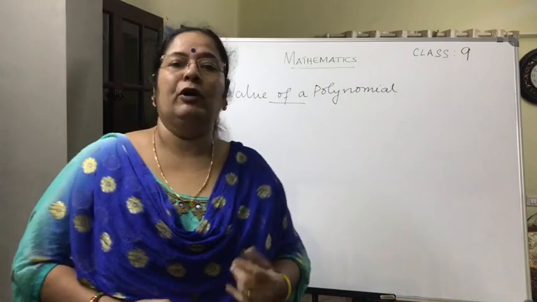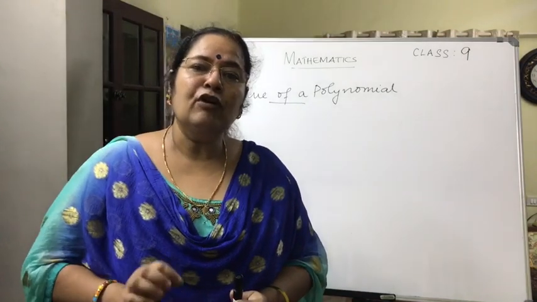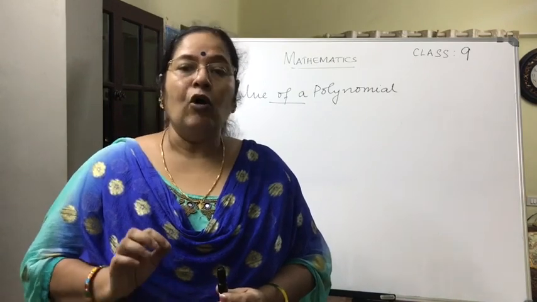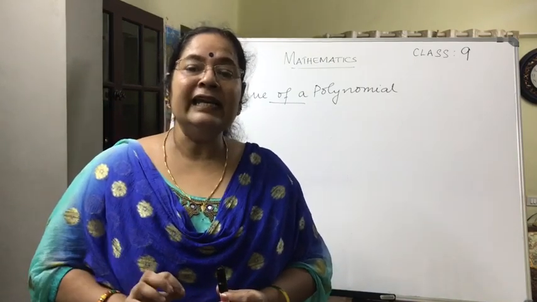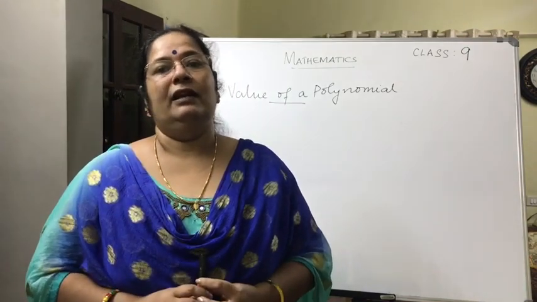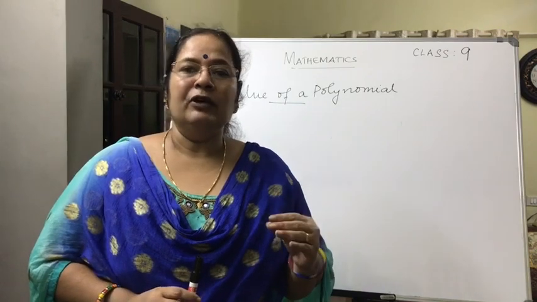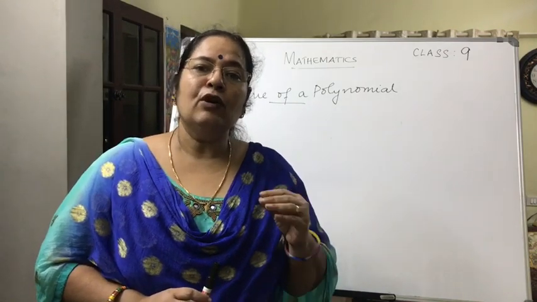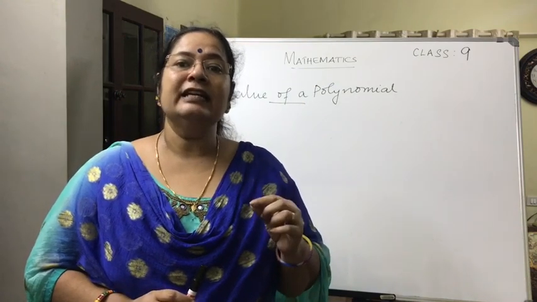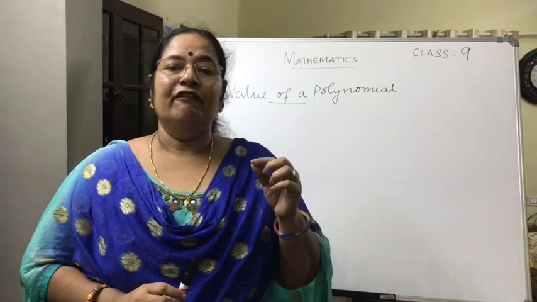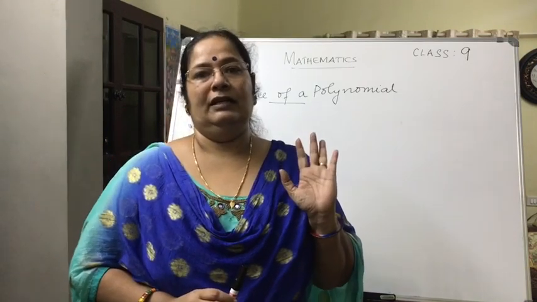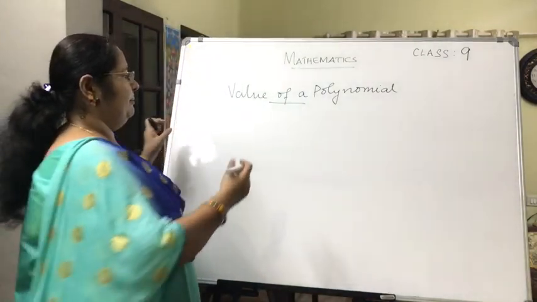What is the value of a polynomial? The value of a polynomial is a real constant obtained on assigning a value to the variable of the polynomial. Is it clear? One more time I may say, the value of a polynomial is a real constant obtained on assigning a value to the variable of the polynomial. Let us consider an example.